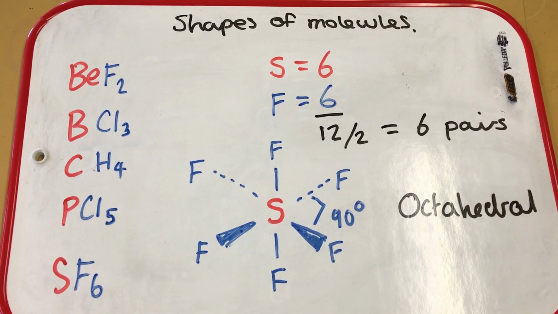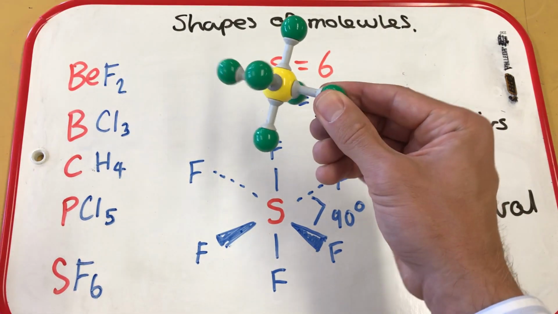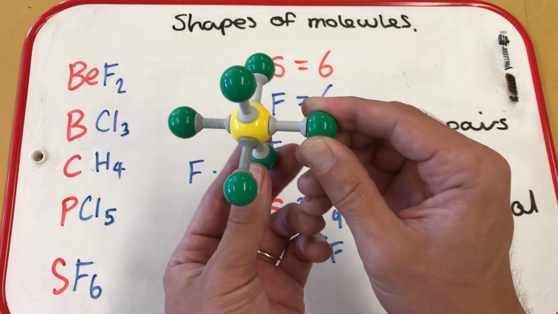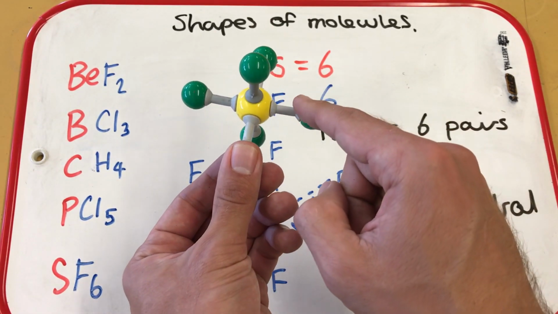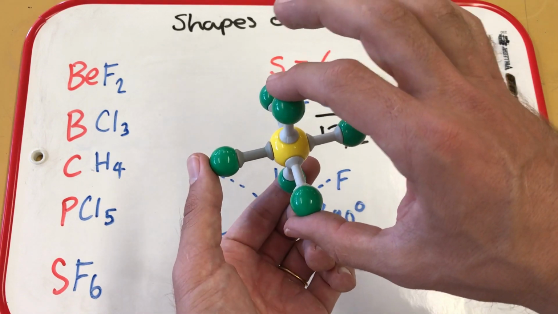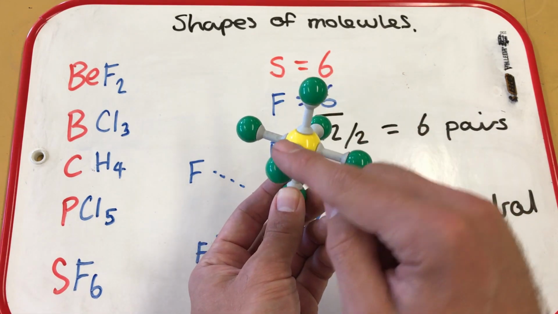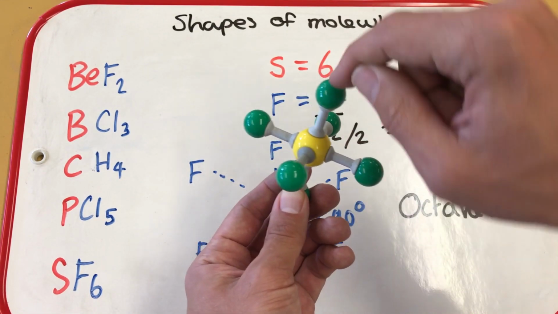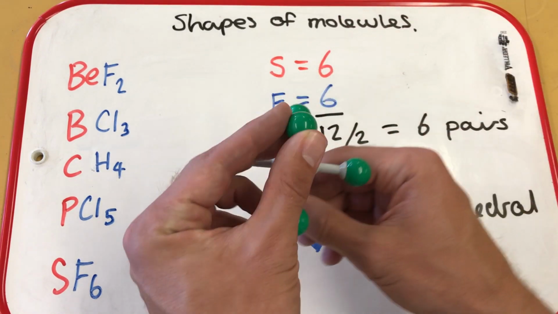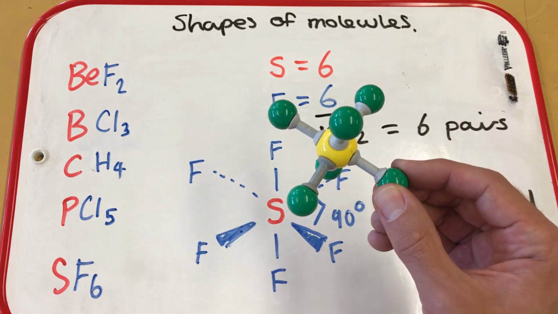And if we have a look at the molymod, this is the molymod. So we've got 90-degree bond angles in all directions for our octahedral molecule. What we can see is that whilst it has 6 points, it actually has 8 faces. So we've got 1 face here, so that's 1, 2, 3, 4, and then it's repeated again on the other side, so there are 8 faces, which is why it's called octahedral.